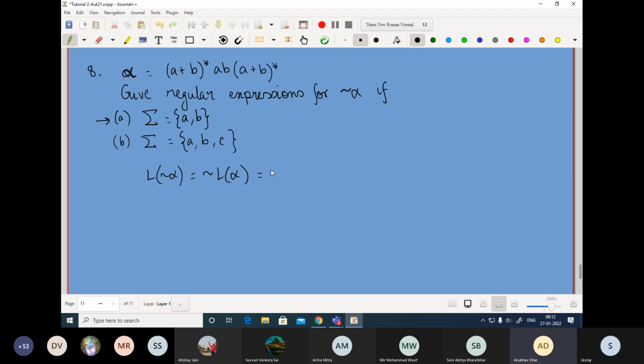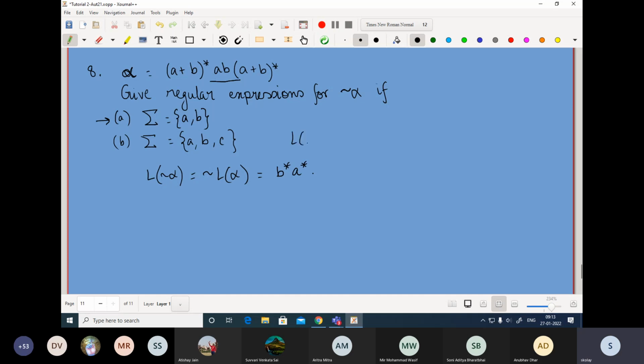b star a star. Okay, good. So basically, the strings that do not belong to the language L of alpha are those strings where all b's appear before all a's. First, it is possible that there are only b's, or only a's. If there is an a and a b, it must be true that all b's appear before a's.